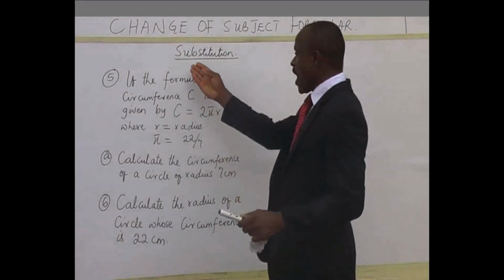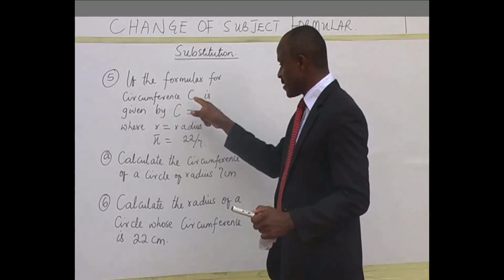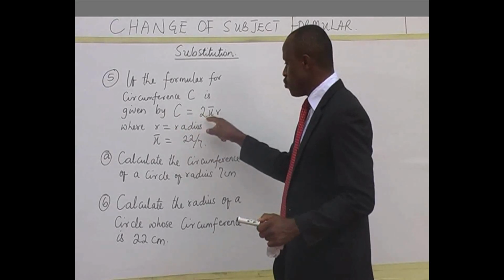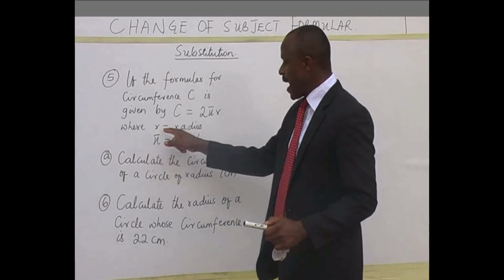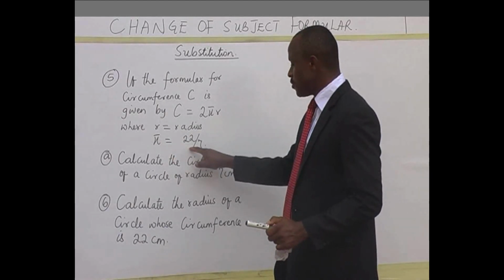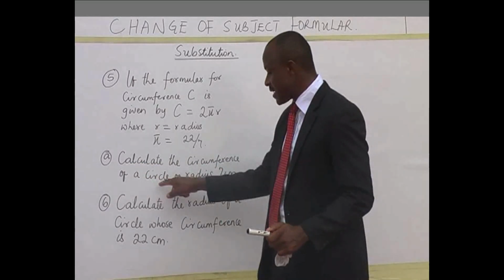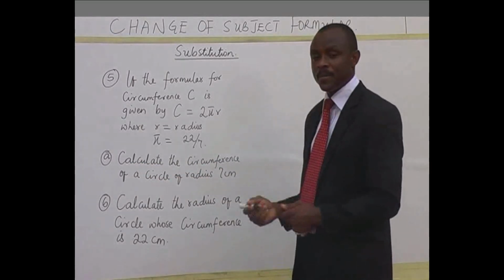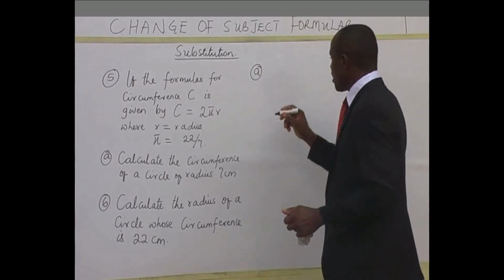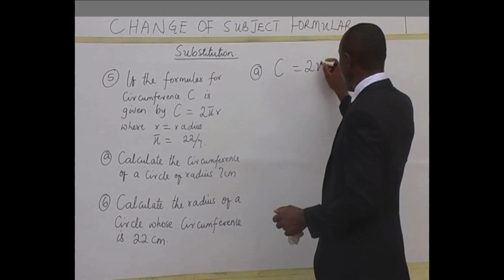The fifth question we have on substitution reads this. If the formula for circumference C is given by C is equal to 2 pi r, where r is equal to the radius of the circle, and pi has this value, 22 all over 7, question number 8 said that we should calculate the circumference of a circle of radius 7 cm. Question number 8. We have been given the formula for C, the circumference, to be 2 pi r.